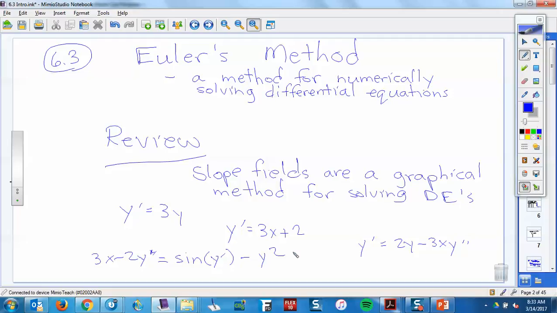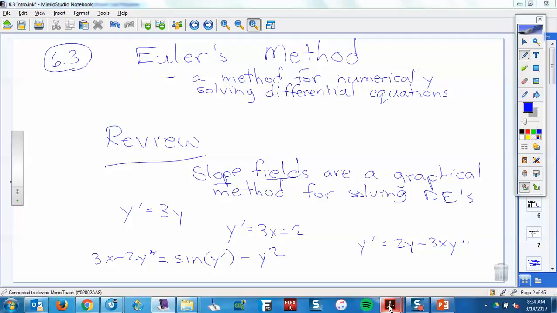It can be a mixture of the input and the output variable, or what we call the dependent and the independent variable, okay? But in any of these, the solution is y equals blank, and then with just the x's in it on the other side. So y equals, that's the solution to a differential equation. So to review, remember we said slope fields were a graphical method for solving differential equations.